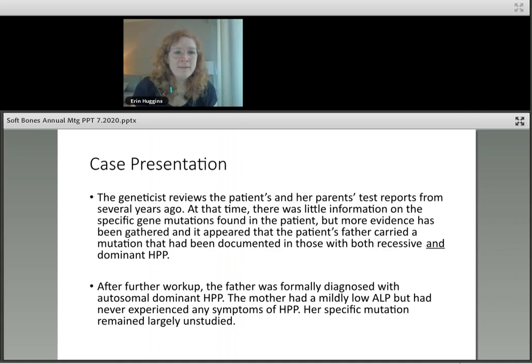So the father then got further workup. What we typically do, we're looking at those biomarkers, the urine PEA and the PLP, DEXA scan and x-rays to look for other factors, and he was formally diagnosed with autosomal dominant HPP at that point. So then the mother was checked out, and she also had some mildly decreased ALP, but no clinical symptoms were really described for her. She didn't have any fractures, she had normal dentition, and wasn't really experiencing any pain. And her specific mutation didn't really have a lot of reported cases. I think there were 2 or 3 that were autosomal recessive, just like in her child.